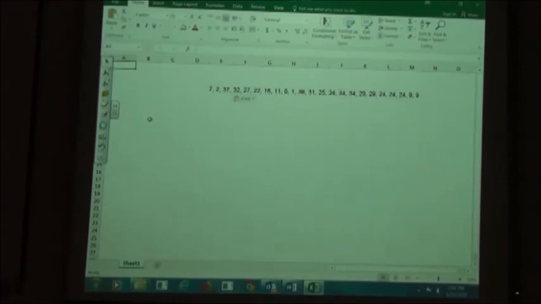So we're going to type those numbers all in column A. 7, enter, 2, enter, and so forth. 37. Got those typed in? Yeah.